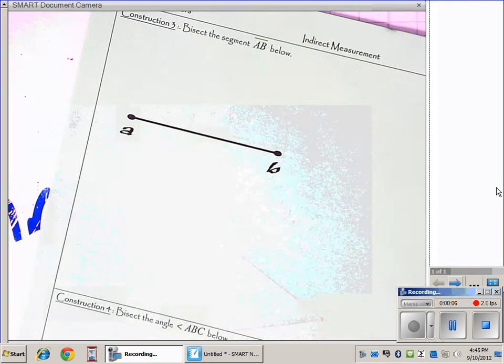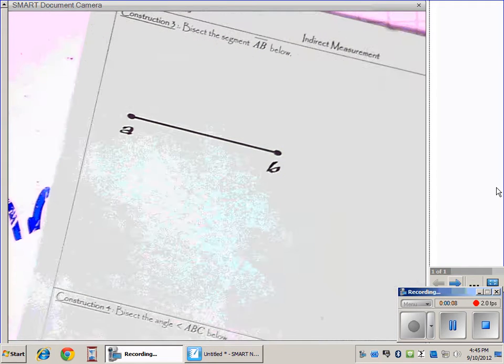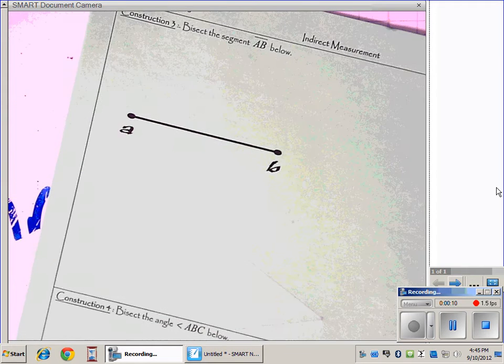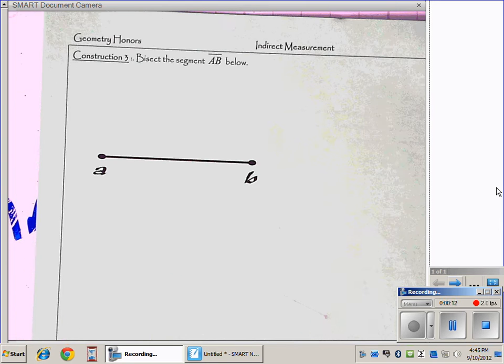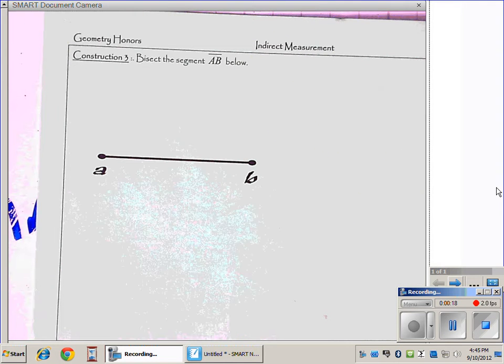My last video, if you watched it, I went through core construction number one and number two, focusing on copying a segment and copying an angle. The concepts and techniques in that video are really essential to doing the rest of these constructions, number three through nine.